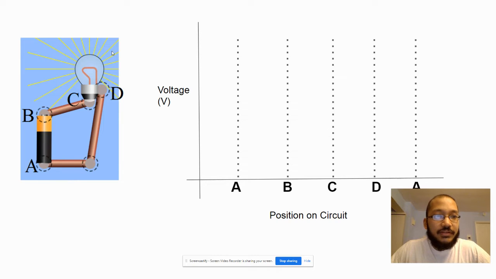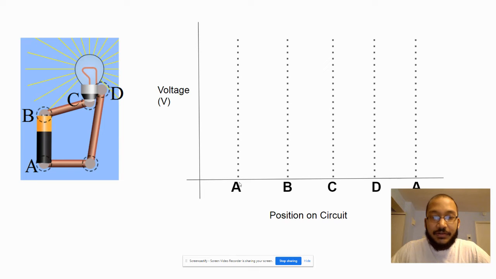So this right here is a simple circuit. It's a battery connected to a light bulb. I've labeled the points A, B, C, and D. And what I want you to think about is, if you were to measure the voltage, which is typically the difference between two points, so if I assume the voltage at A is 0 and think about how the voltage changes as I go around the loop, what do you think that's going to look like?